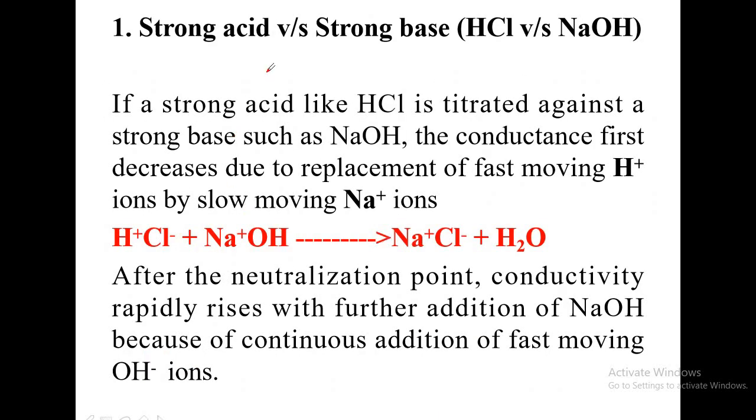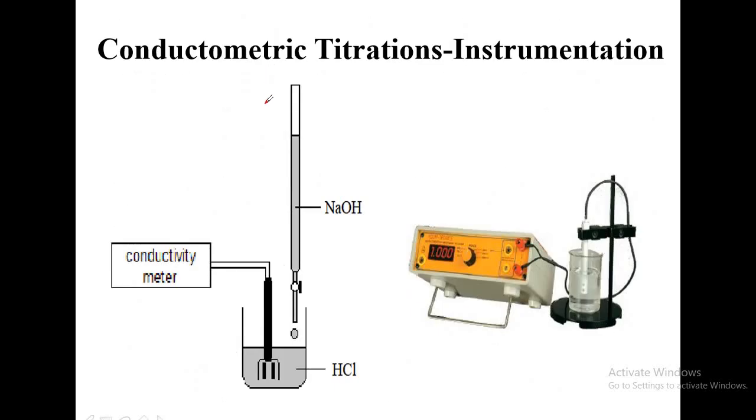Moving on, let us see first strong acid versus strong base titration. When we are taking this, we are taking hydrochloric acid in the beaker and sodium hydroxide in the burette. Sodium hydroxide is a strong base, and hydrochloric acid is a strong acid.